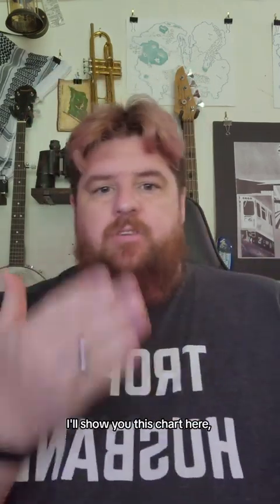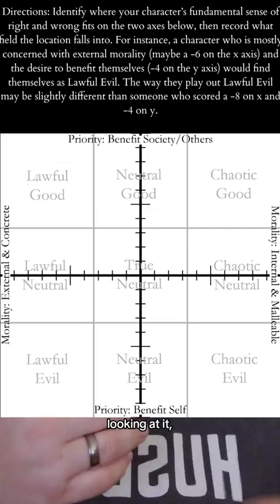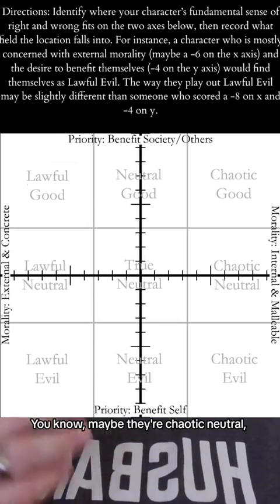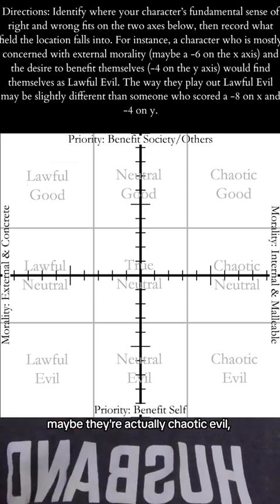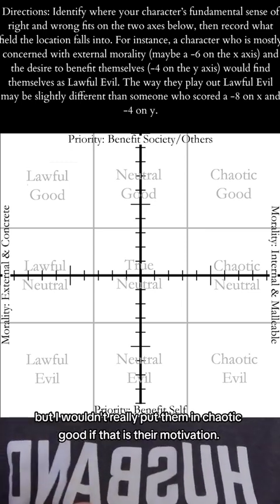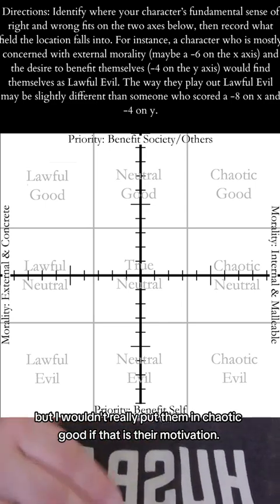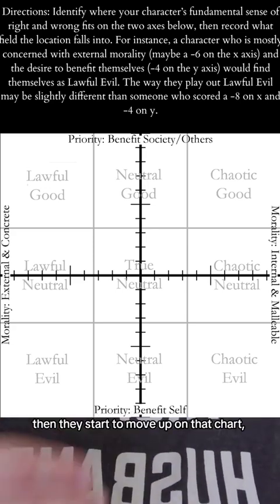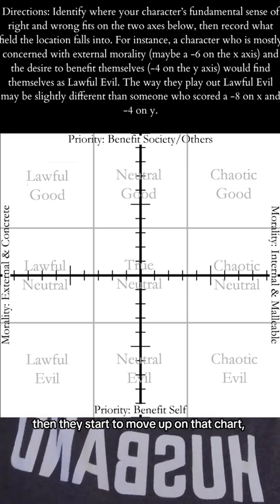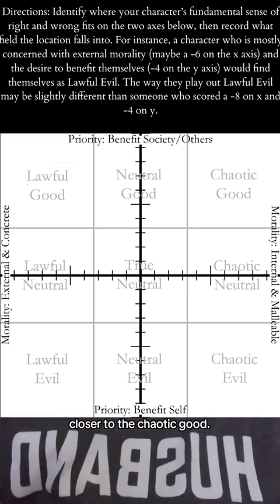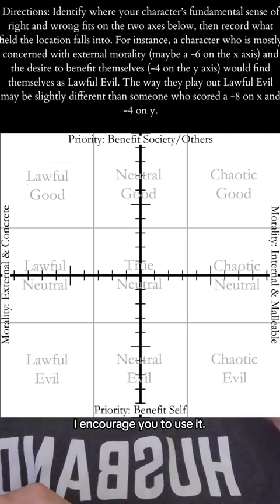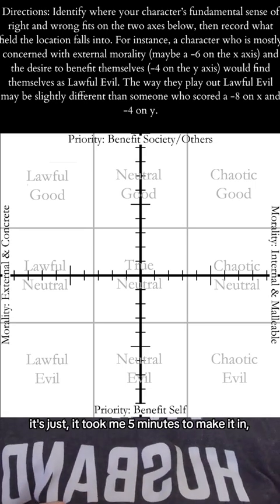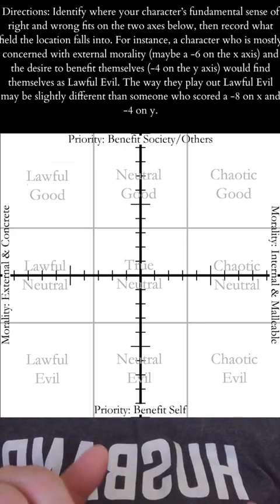As you see, again, I'll show you this chart here. As you can see, looking at it, there are degrees, and you can end up being in a neutral territory. Maybe they're chaotic neutral, maybe they're actually chaotic evil, but I wouldn't really put them at chaotic good if that is their motivation. If, however, their motivation is more outward focused more often, then they start to move up on that chart, on that spectrum, closer to the chaotic good. If this chart is beneficial to you, I encourage you to use it. You go ahead and share it wherever, I don't care. It took me 5 minutes to make it in Paint, so whatever, man.